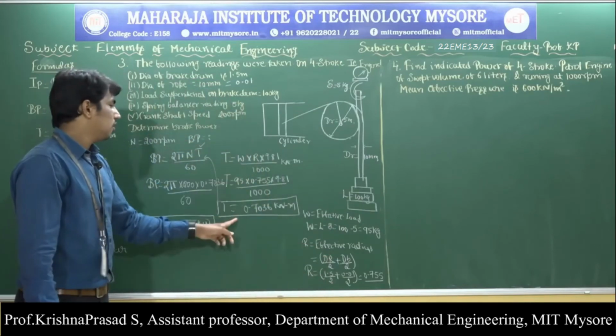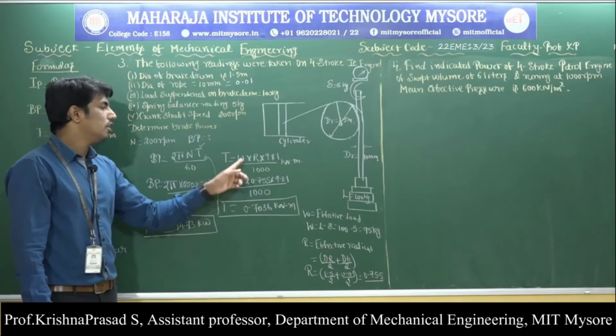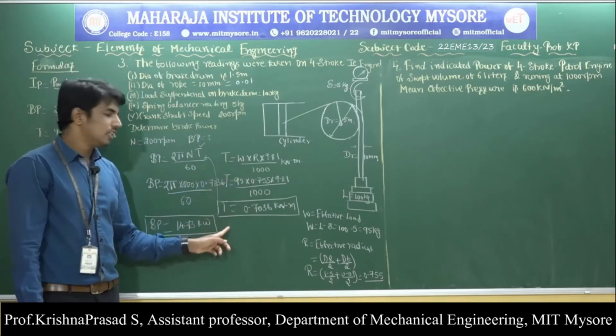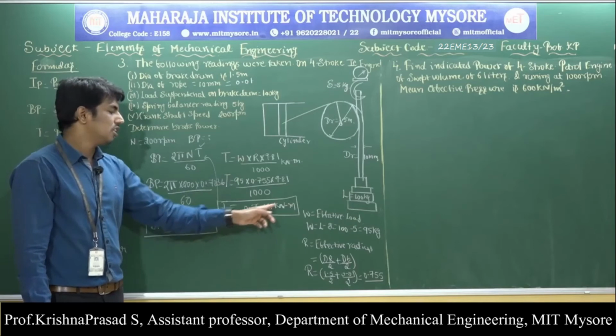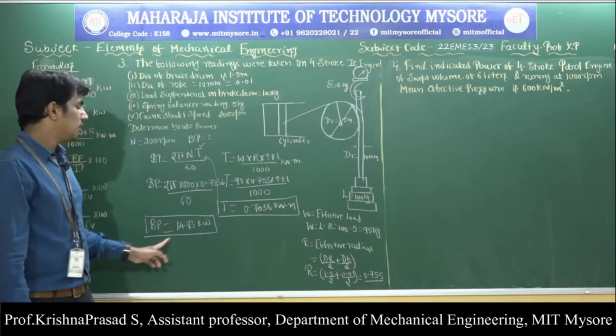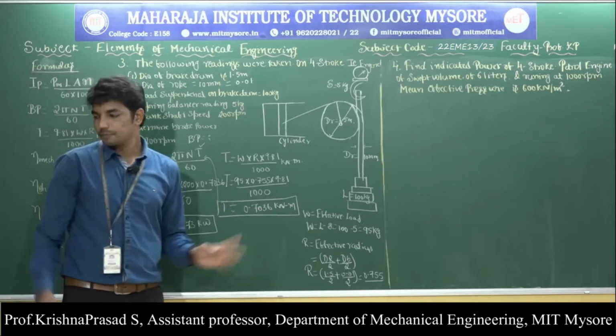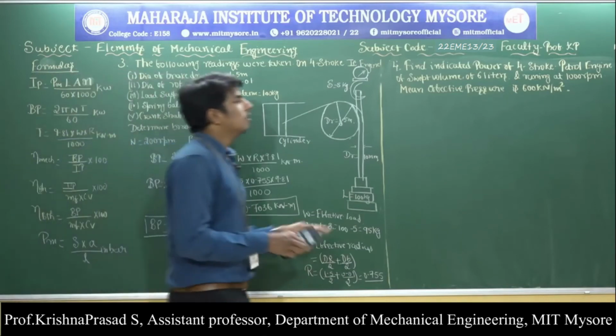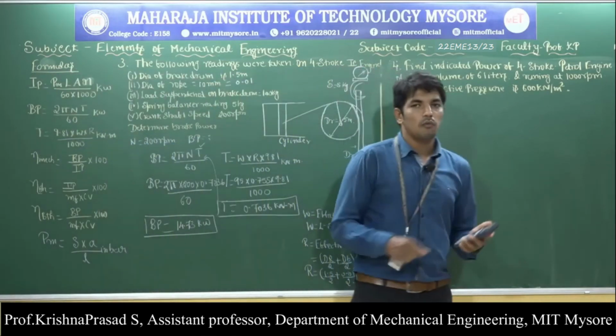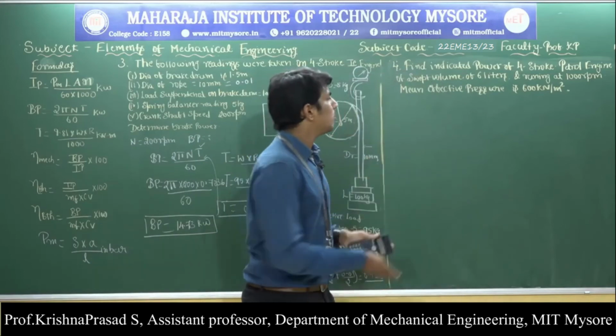So by knowing the W and R, we are calculating the torque, that is 0.7036 kilonewton meter, and the brake power is 14.73 kilowatt. So next, find the indicated power of a 4-stroke petrol engine of swept volume.